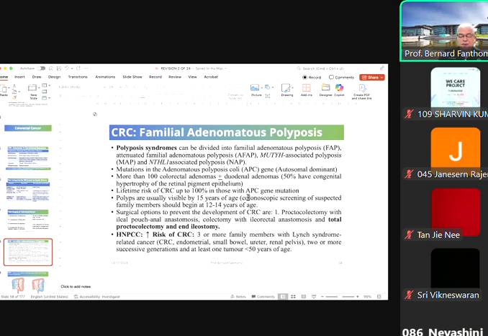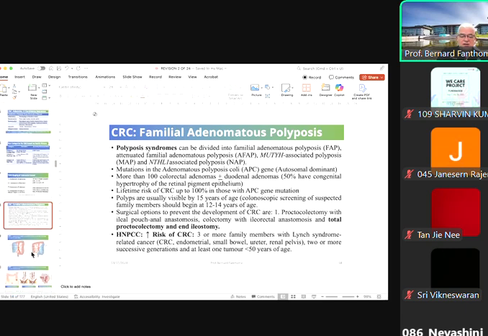In case they appear, then we resect them. Then we have hereditary non-polyposis colorectal cancer. Here also there is an increased risk of colorectal cancer, and we need to follow a similar principle to check for the development of polyps and cancer in these patients.